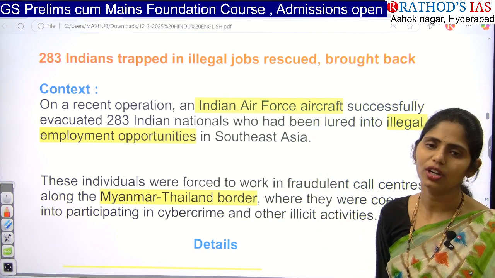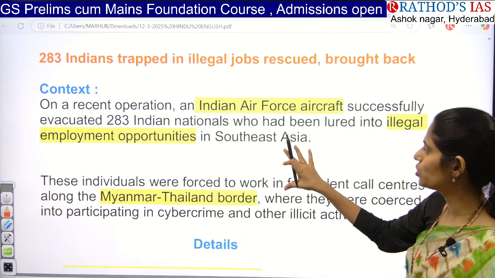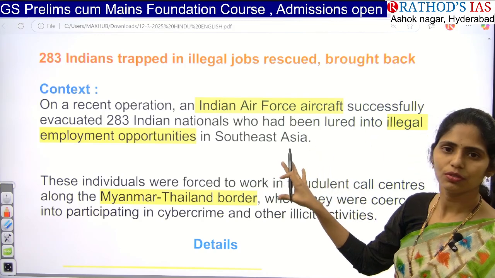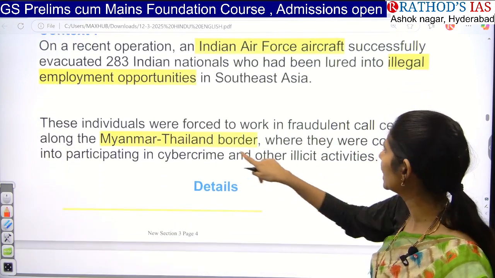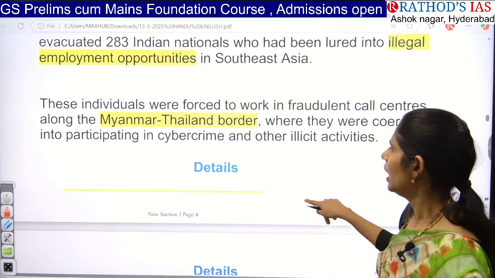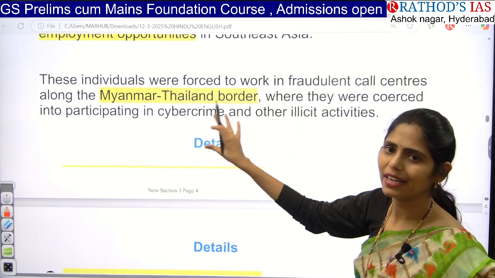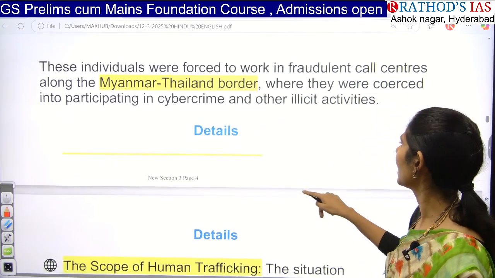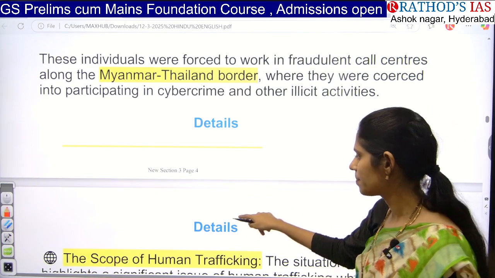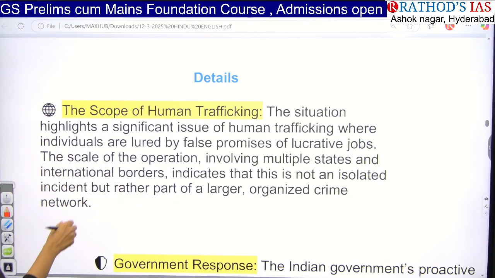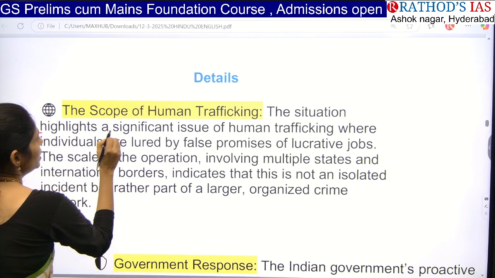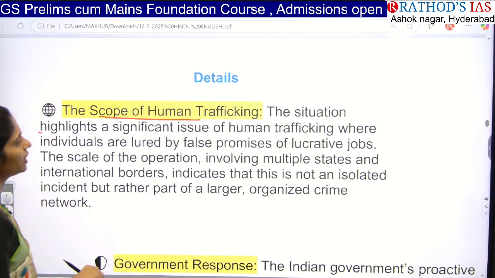Actually these people got trafficked and were posted in some illegal jobs. They are working on the Myanmar and Thailand border, and they are forced to participate in cyber crime and other illicit activities. So you have to remember the situation of human trafficking in India.